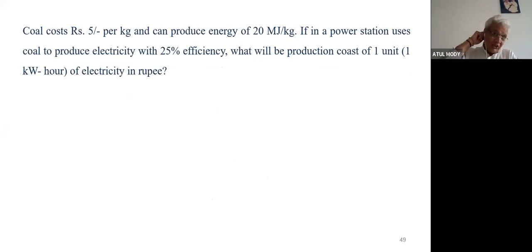Now this is a question: when we say that we teach electricity, they don't know anything about household electricity. But just look at the simple question. Your coal costs ₹5 per kg, and it can produce 20 megajoules per kilogram in a power station. If the power station works with 25% efficiency, what will be the cost of production of 1 unit of electricity? Most of the students don't even know what 1 unit of electricity means.